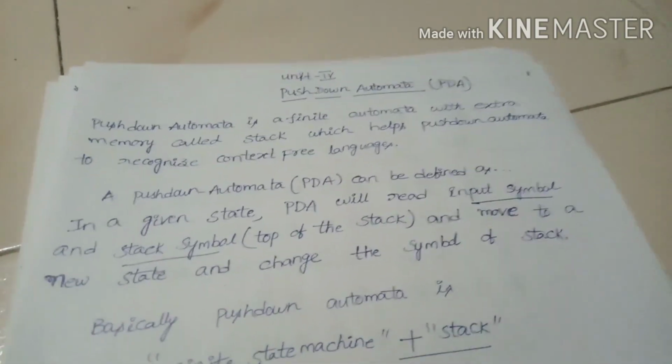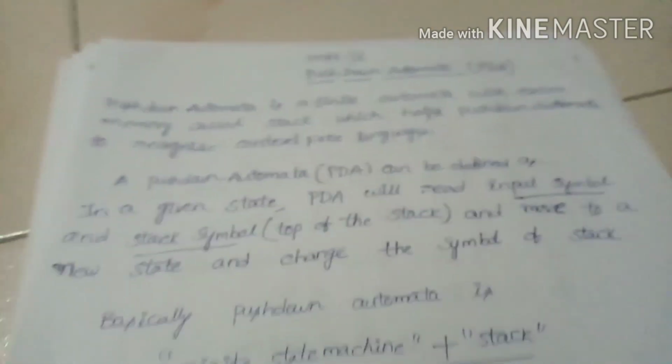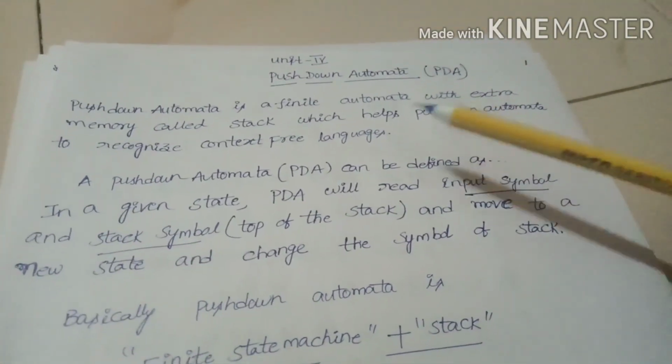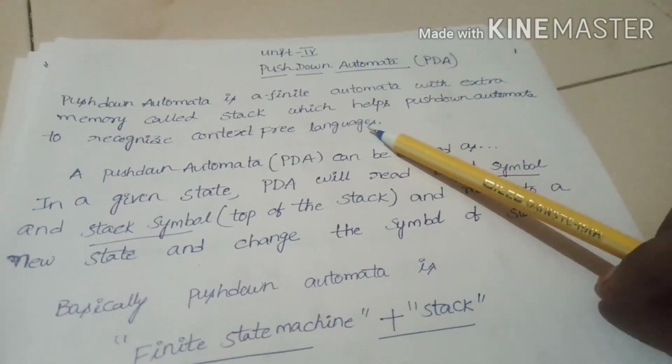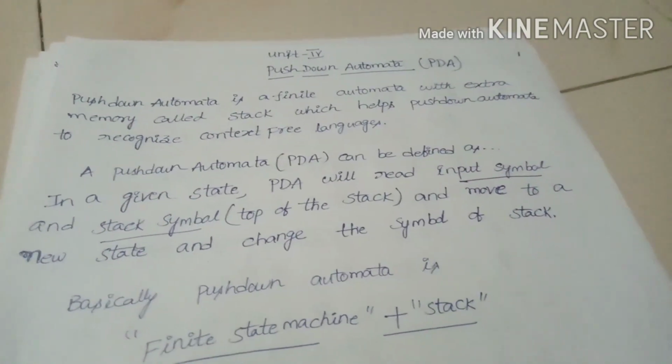The subject name is FLAT, Formal Languages and Automata Theory. We have already completed 3 units. The fourth unit is Pushdown Automata. Here we know about finite automata. The next automata is pushdown automata.